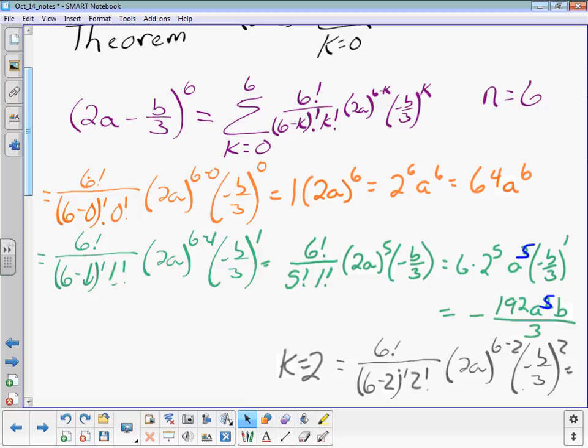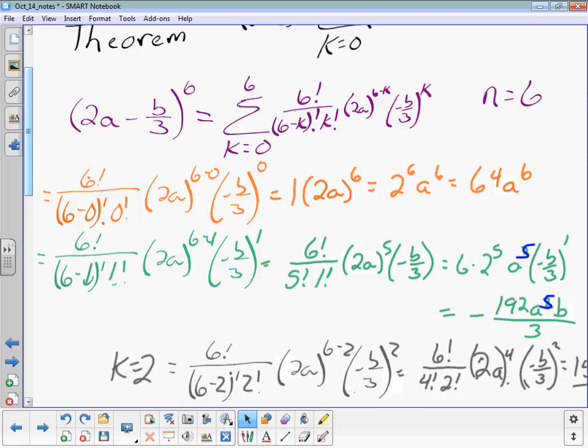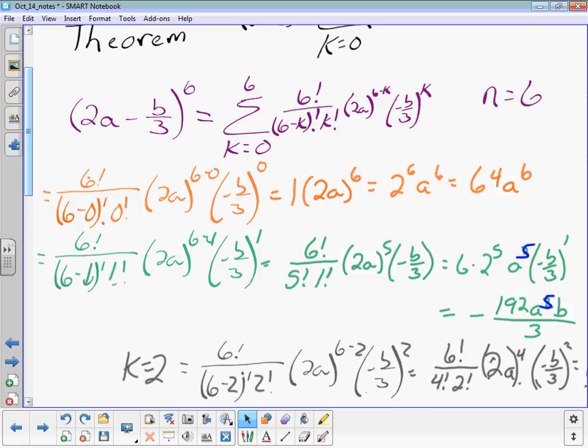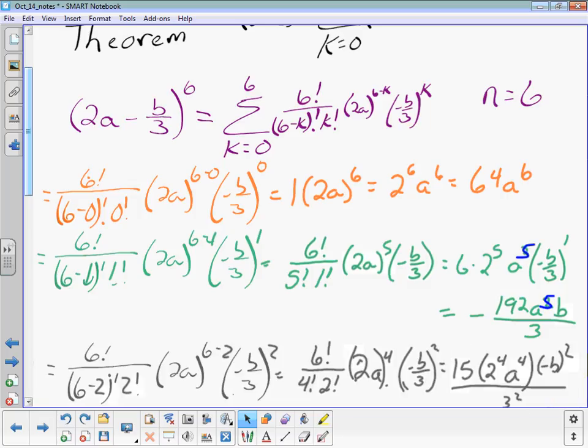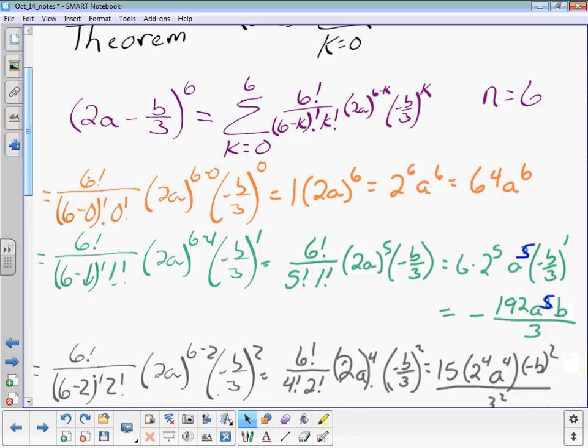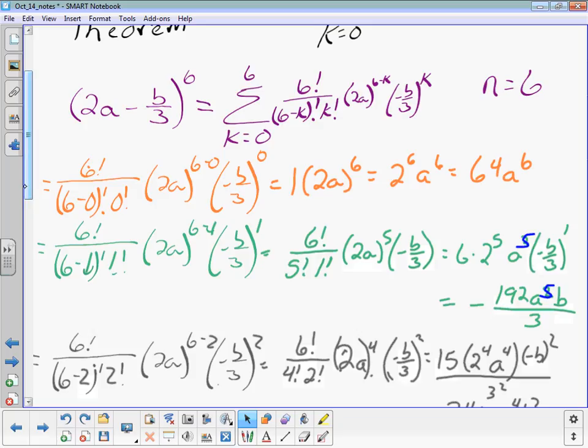Clean it up a little bit. 6 minus 2 is 4. So that means I got a 6 factorial over a 4 factorial times 2 factorial. 2a is raised to the 4th power, negative b over 3 to the 2nd power. So now if we clean it up a little bit more, I've got 15, because that's what the factorials all come out to be. I got a 2 to the 4th, a to the 4th. I've got a negative b to the 2nd, and a 3 to the 2nd.